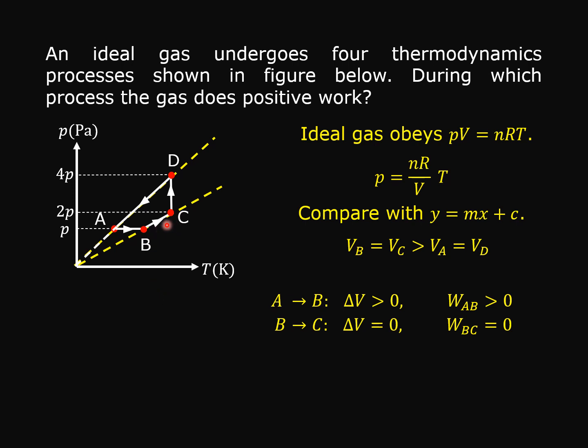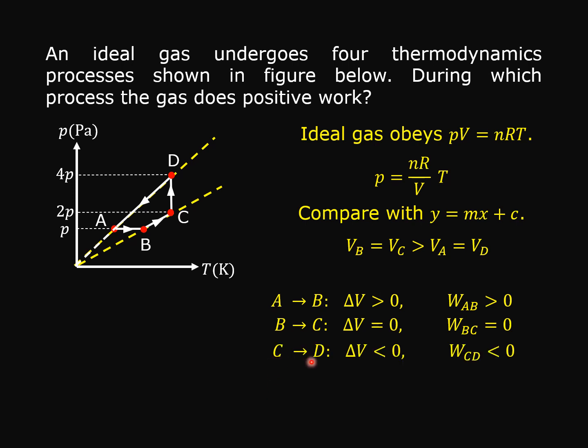From B to C, the volume doesn't change because states B and C have the same volume, so delta V equals 0. Therefore, the work done by the gas when the state changes from B to C is equal to 0. The work done equals 0 because there is no change in volume.